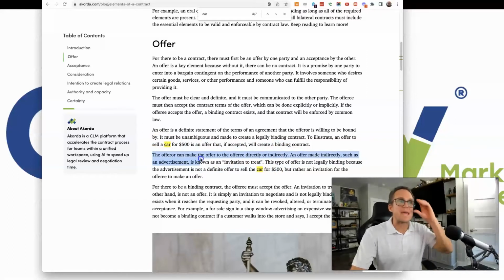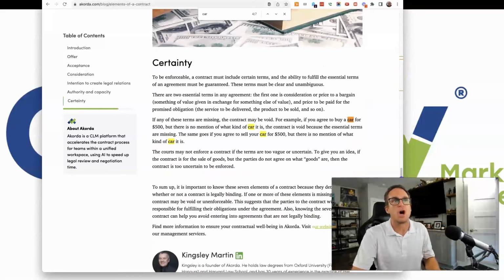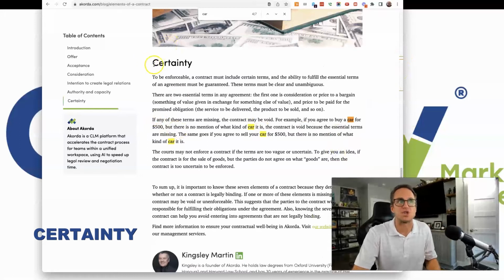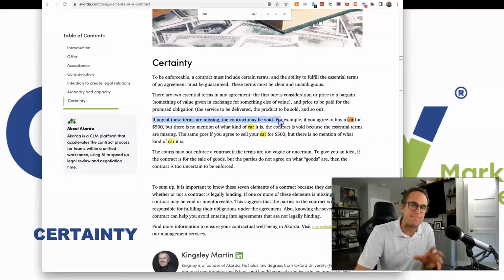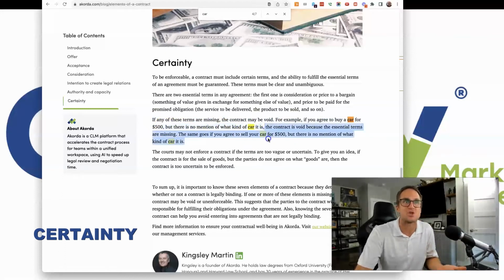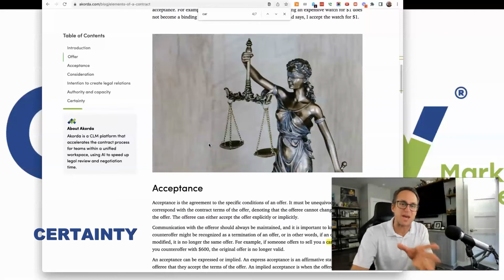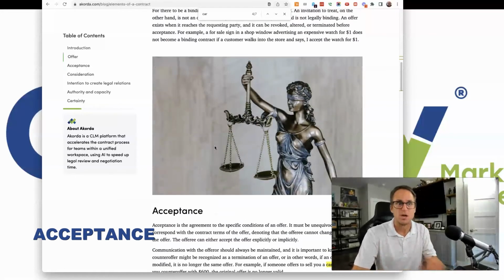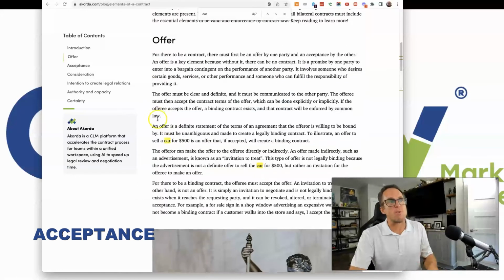The offerer can make the offer to an offeree. This is an invitation to treat. One thing that's important is certainty: if any of the terms are missing, the contract may be void. For example, if you agree to buy a car for $500, but there's no mention of what kind of car it is, the contract may be void because essential terms are missing. The same goes if you agree to sell a car for $500 and there's no mention of what kind of car it is. So you have to have a description: this is what I'm selling you.